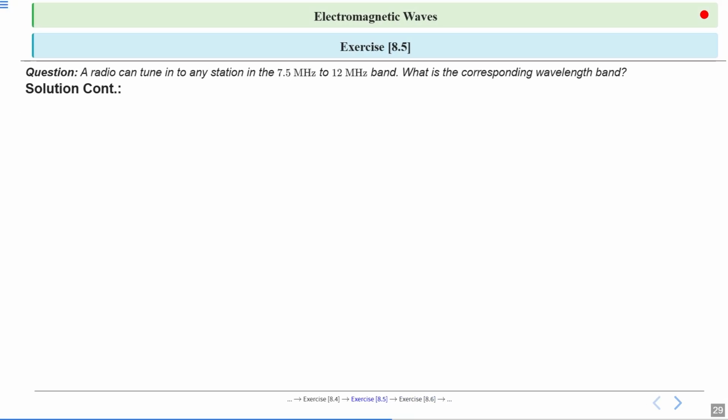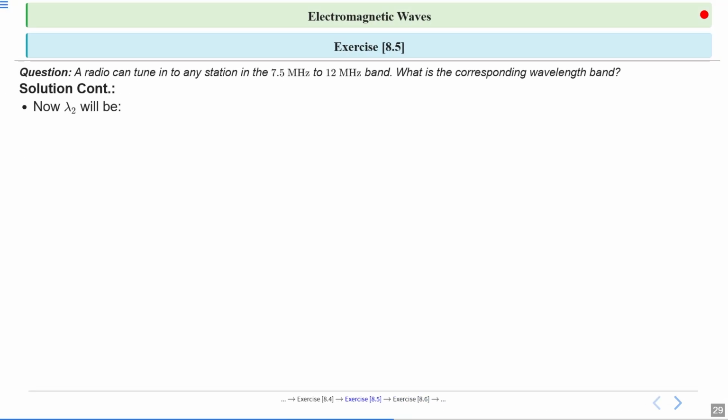Now lambda 2 can be calculated. So lambda 2 will be equal to c upon nu 2. Lambda 2 will be equal to 3 into 10 to the power 8 upon 12 into 10 to the power 6, since nu 2 is given as 12 megahertz.